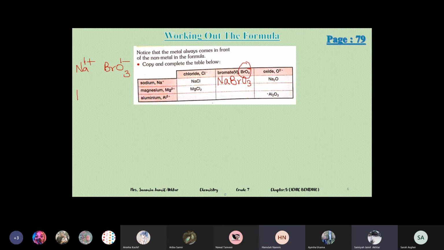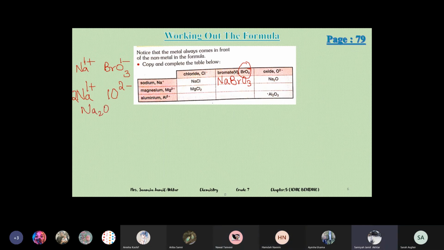Now sodium oxide. Sodium is 1 plus and oxide 2 minus. So how will we balance it? A 2 with sodium and 1 with oxygen. Yes. So the formula will be Na2O.